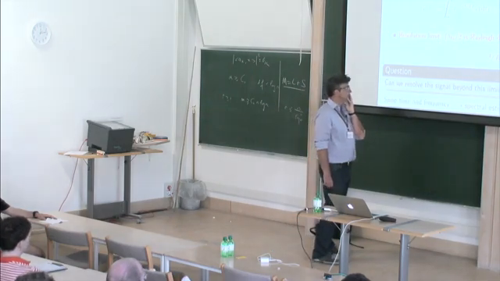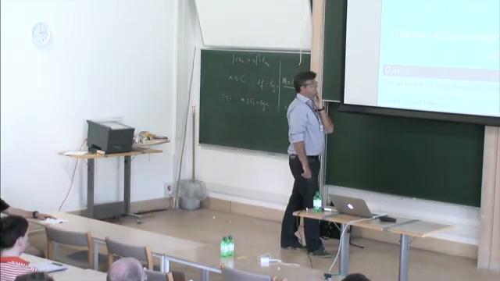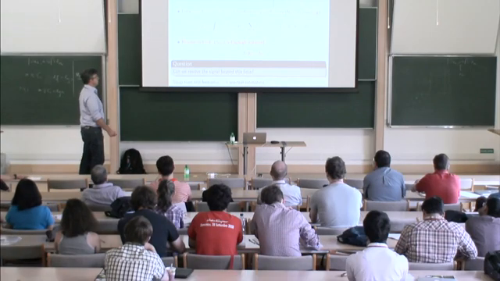And yet, we're going to ask, can we resolve the signal beyond this limit? And as I said, if I swap time and frequency, I don't know if people are familiar with the spectral estimation problem, but if I swap time and frequency, you're going to see samples of a waveform in time, which is a superposition of sinusoids, and I'm asking you to resolve the frequencies extremely well. And that's a spectral estimation problem.